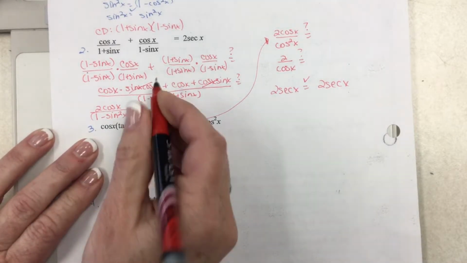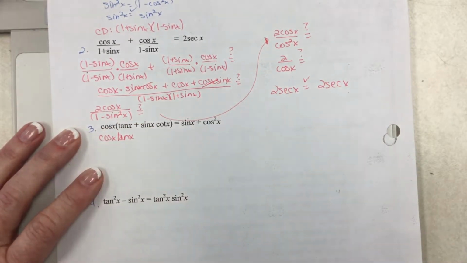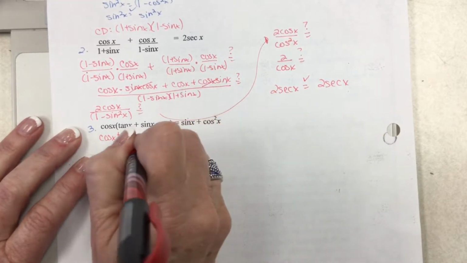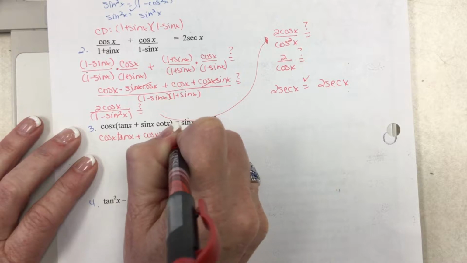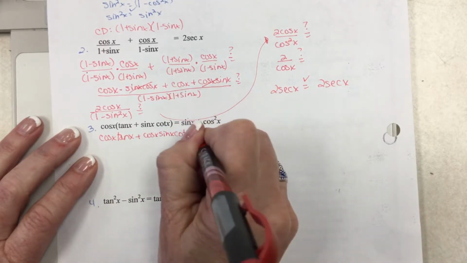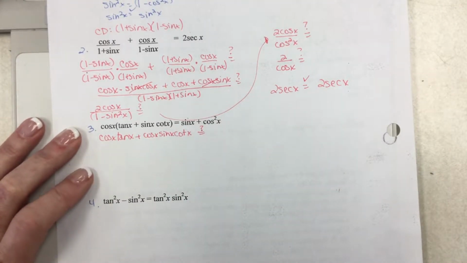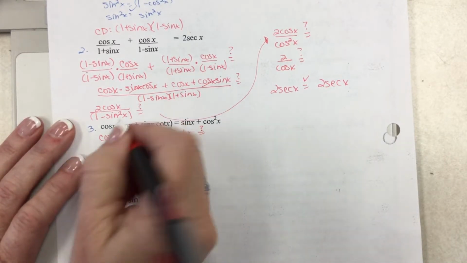So we could take cosine times tangent. We get cosine x times tangent x. And then cosine times sine times cotangent is cosine times sine times cotangent x. Does it equal sine x plus cosine squared? That's the question we all want to know. Now what do you think I should do? I love that. Put it in terms of sine and cosine.